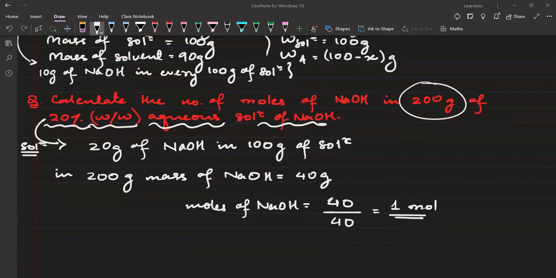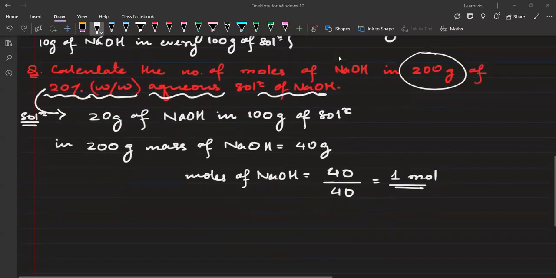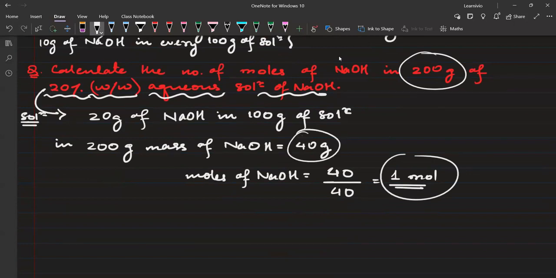Right. And right now we have not studied this in 12th standard, but we have studied it in 11th standard. You have the number of moles of the solute. You have the mass of the solute. You have the mass of this solution. You can calculate the mass of solvent.